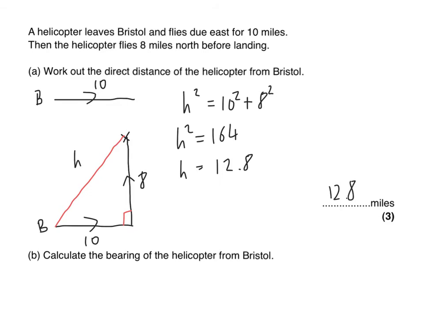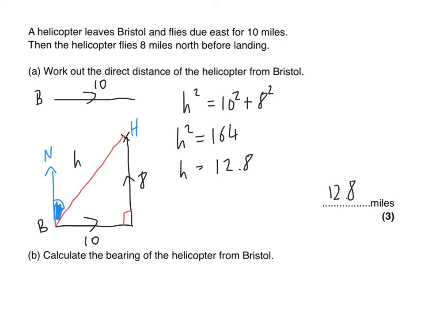In part B, we have to calculate the bearing of the helicopter from Bristol. So the helicopter, when it finished off, was here, and Bristol is here. The bearing of the helicopter, that means when you look at the helicopter from Bristol, would be the angle from north when you're at Bristol that you have to turn so that you'll be facing the helicopter. So this angle in here.